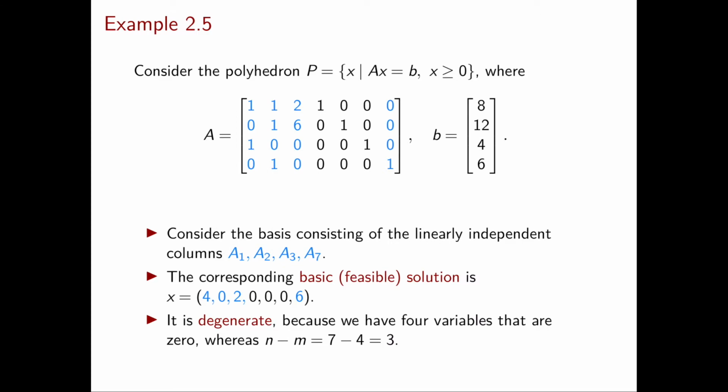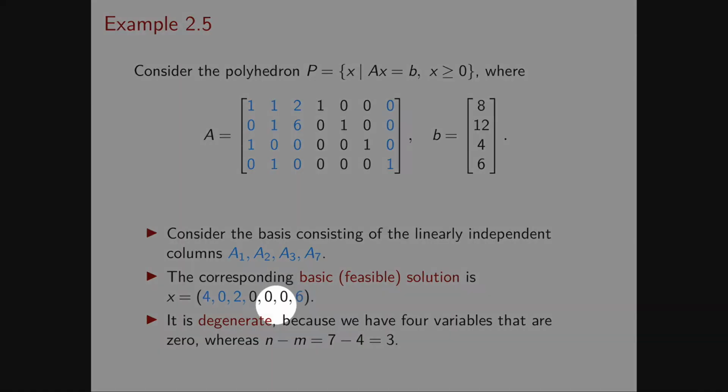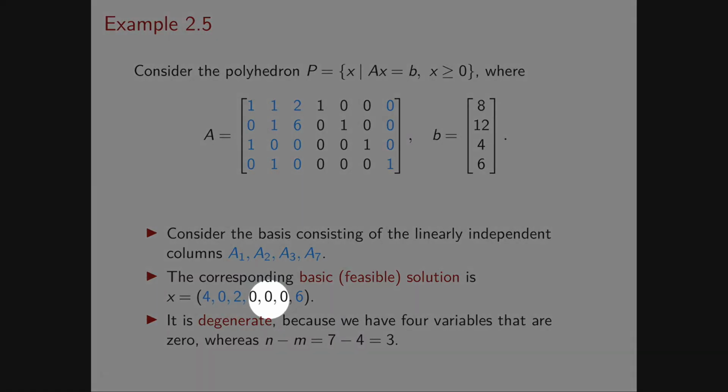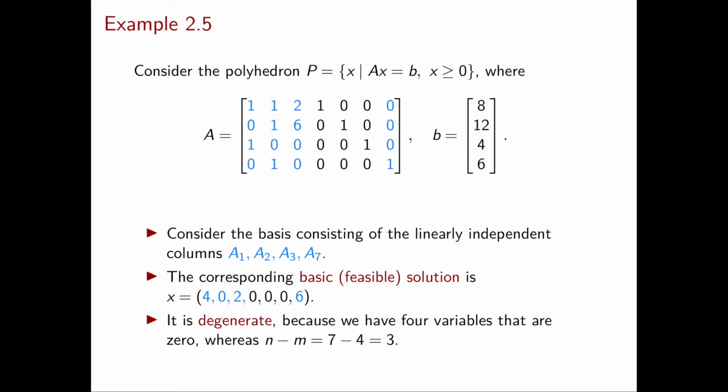Here we have the first basis that we considered. Using this basis, the non-basic variables were these 3 zeros over here. These 3 zeros are exactly the n minus m zeros that we should have in any basic solution. However, this solution is degenerate because we have one more zero among the basic variables.